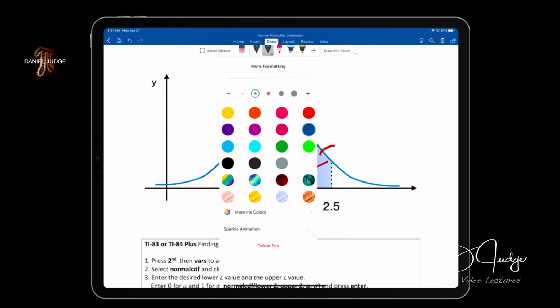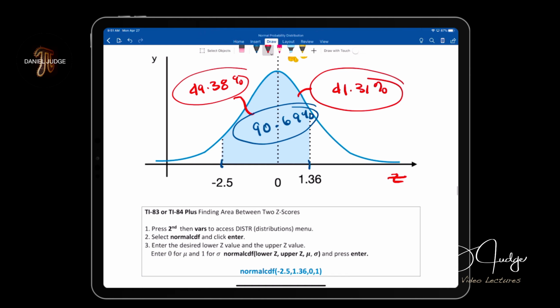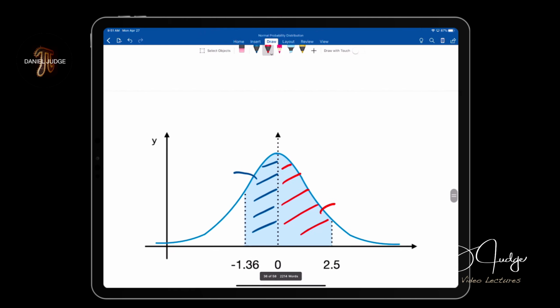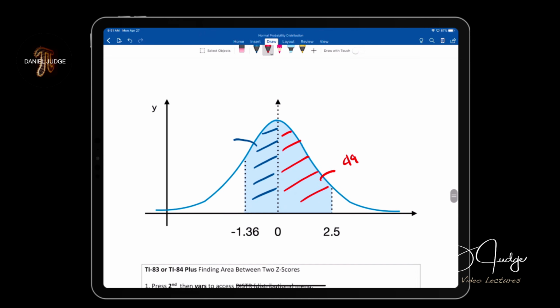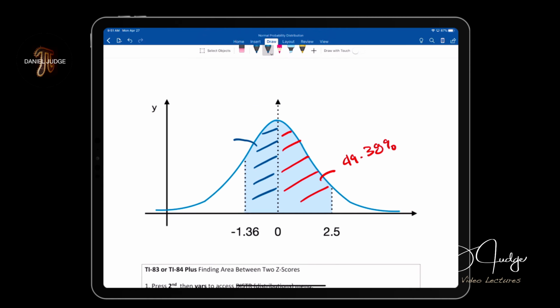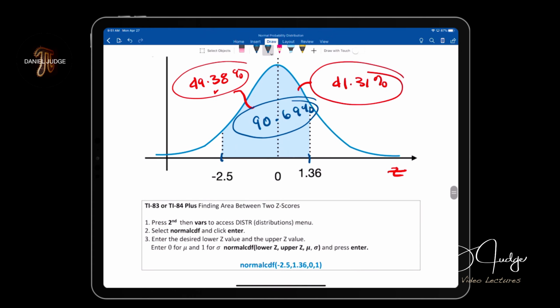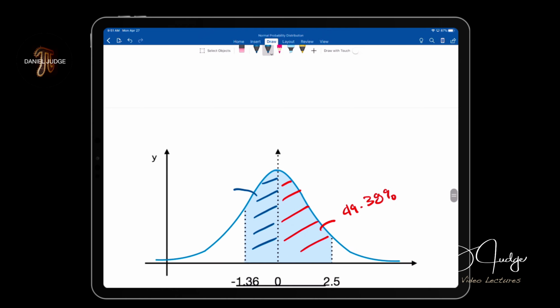So let's actually do the 2.5 first. I think I've seen that somewhere. Oh, yeah. It's right here. 49.38. Prior problem. And in fact, this is a bit weird. I wonder who wrote this question. That was me. Negative 1.36 and 0. Oh, it's this one here. 41.31. Huh. All right, whatever.